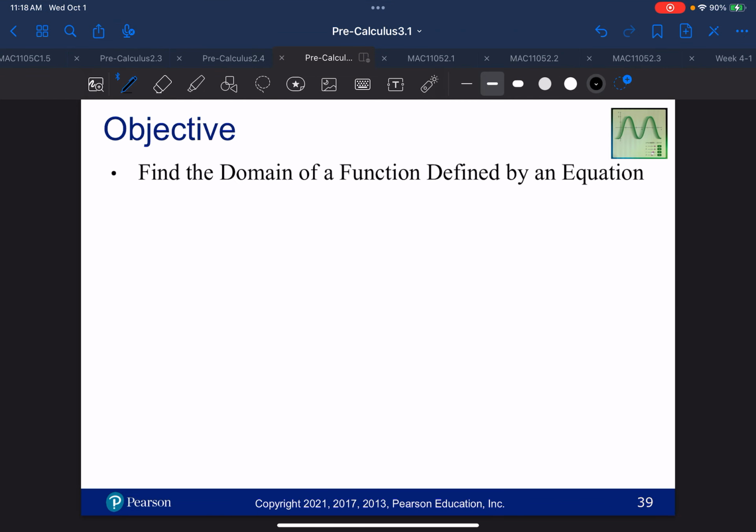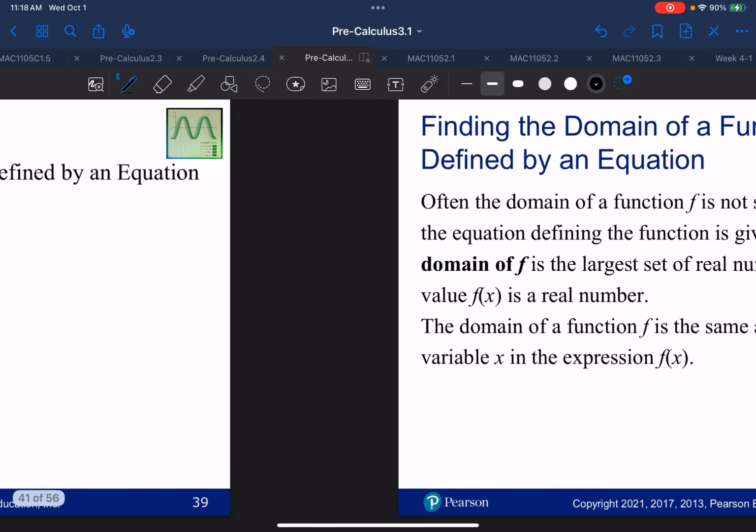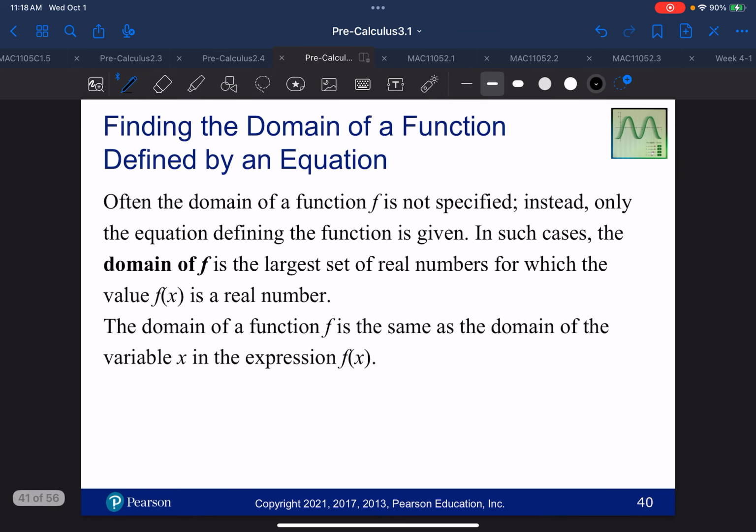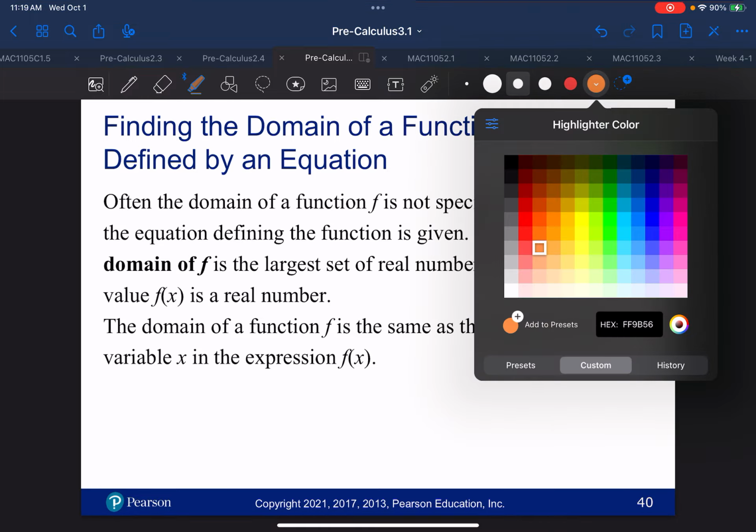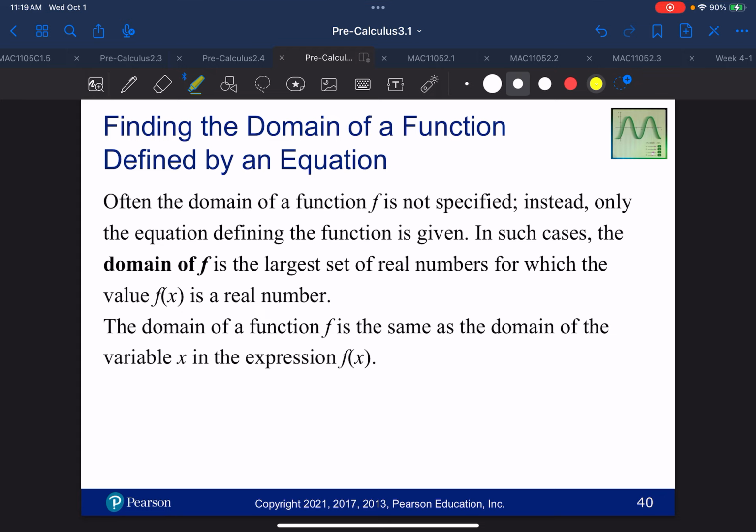Okay, so now we're going to be talking about how to find the domain of a function defined by an equation. So sometimes they'll give us an equation and they'll just want us to figure out the domain of that function. So when we're asked to find the domain, the domain of f is the largest set of real numbers for which the value of f of x is a real number, or when it's defined.